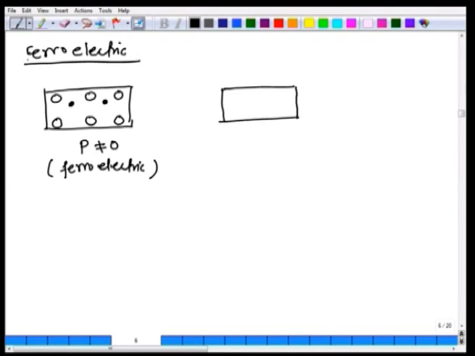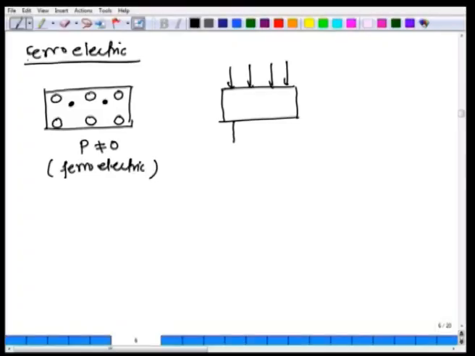If you were to apply stress in this material, the fact there is a spontaneous polarization, even when you have not done anything, P is not equal to 0, implies that it is a ferroelectric material. Since a ferroelectric material is also a piezoelectric material, let us look at how that piezoelectricity plays out in a ferroelectric material.